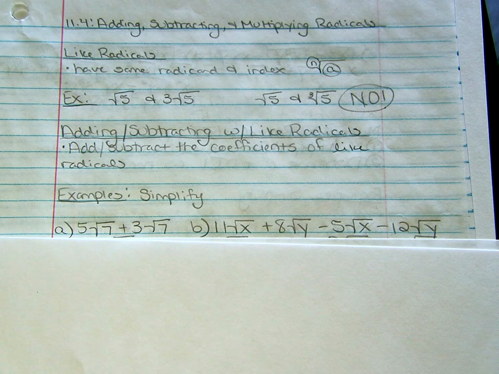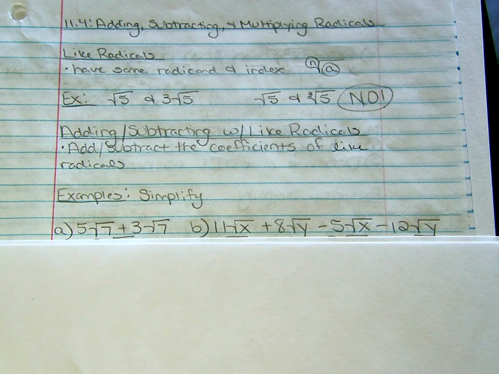So we're going to do a couple of them that have the like radicals, and then we're going to see what we do if they're not like radicals. How do we make them like radicals so that we can do this arithmetic? So the first, it looks like 3 problems are going to have like radicals. The first one is 5 radical 7 plus 3 radical 7. So again, since they are like radicals, we're going to treat the radical part like our variable. And so all we're going to do is add those coefficients that are out front.